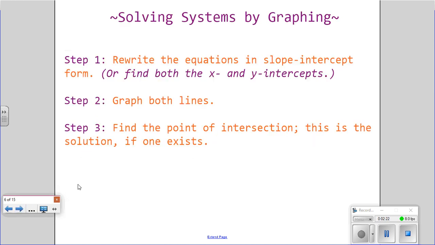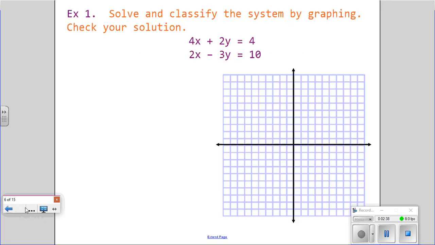To solve a system by graphing, we're going to rewrite the equations in slope-intercept form or find both the x and y intercepts, and then graph both lines. Find the point of intersection, the solution, if it exists. So let's practice. Example 1: solve and classify the system by graphing. Check your solution.